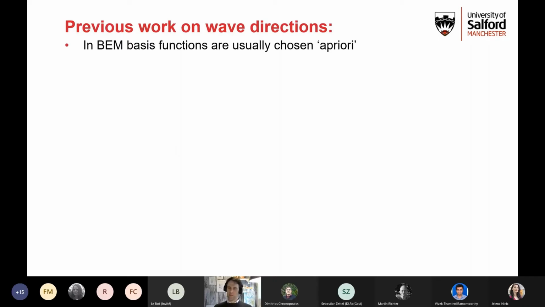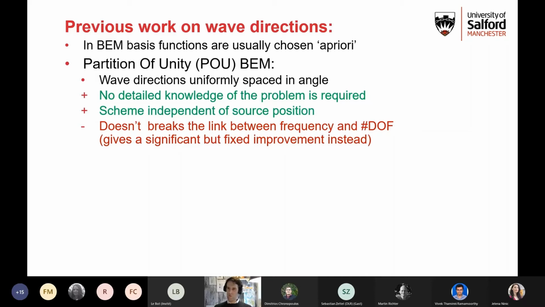In boundary element method, basis functions, be they elements and polynomials or whatever, are usually chosen a priori in advance. And there's two schemes for doing this with oscillatory functions. One is called partition of unity boundary element method. And in this, you see the wave directions uniformly spaced in angle. This has the benefits that no detailed knowledge of the problem is required. The scheme's independent of source position, but it doesn't break the link between frequencies and number of degrees of freedom. Instead, it gives a significant but fixed, sort of scaled improvement. You need about 3 degrees of freedom per wavelength instead of about 8.